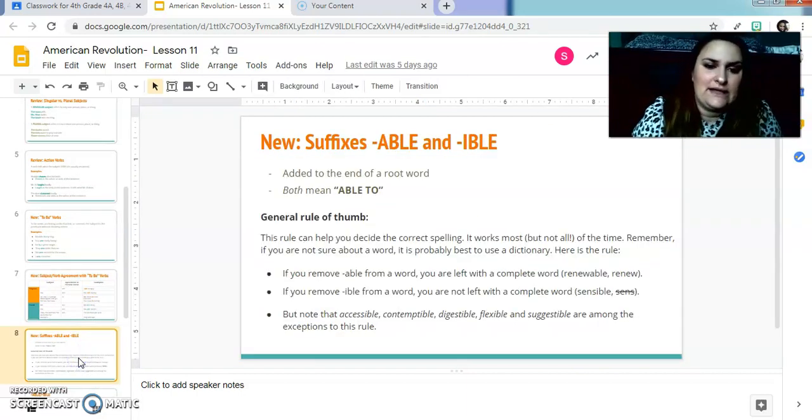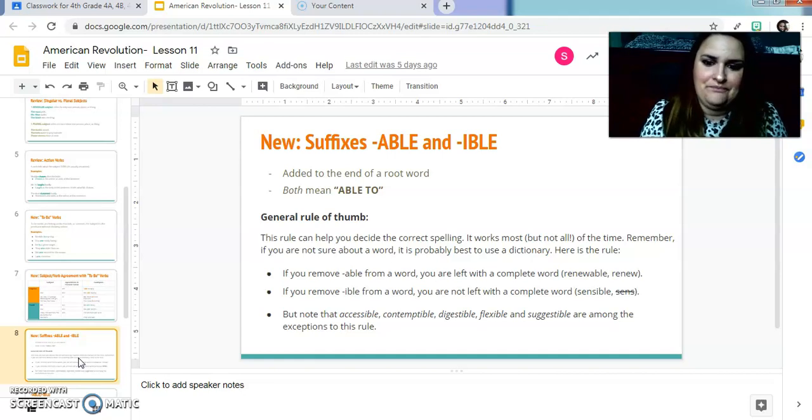Today we're going to look at suffixes, so you add them to the end of a root word. Able and ible, they literally both mean able to. They have the definition in the suffix. So able to do something, something that you can do. Right, so it's a little bit confusing whether or not a word should have able or ible on it, and you really can tell best once you have the word written in front of you.